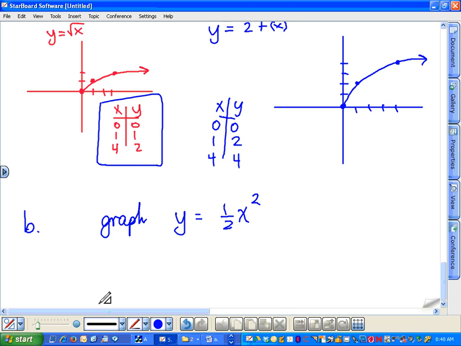So consider then what the parent function looks like. It's got a vertex at 0, 0. It has a point at 1, 1. It has a point at 2, 4. And then directly opposite, negative 1, 1 and negative 2, 4.